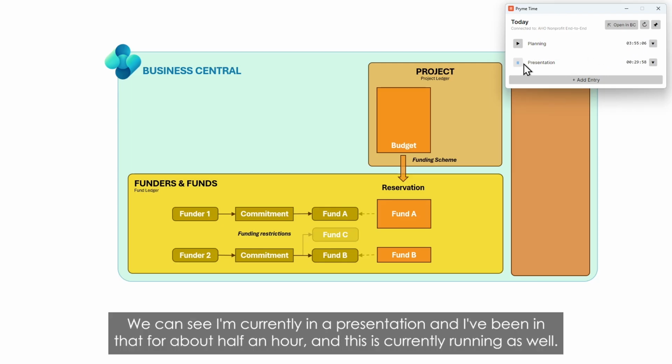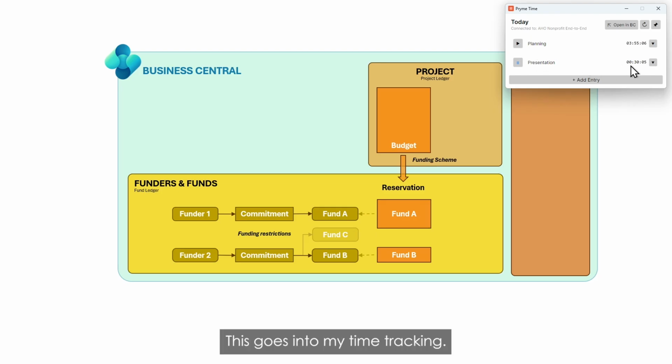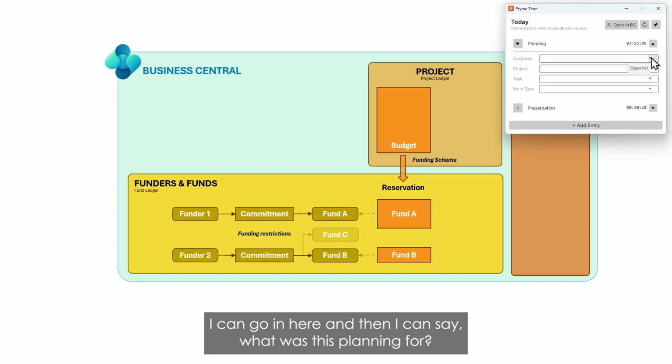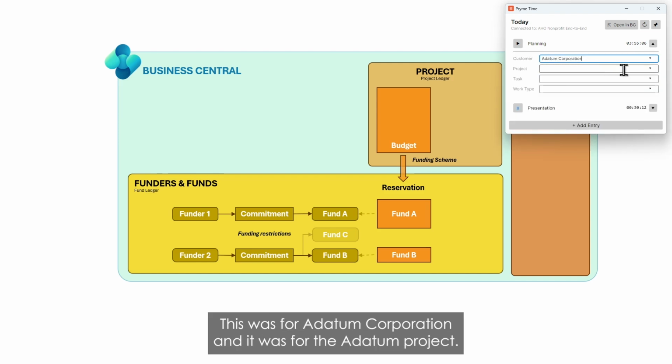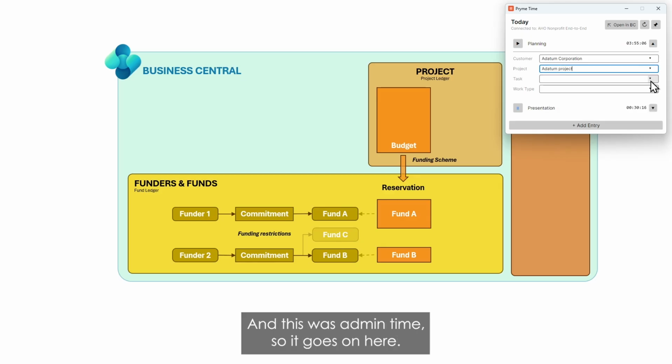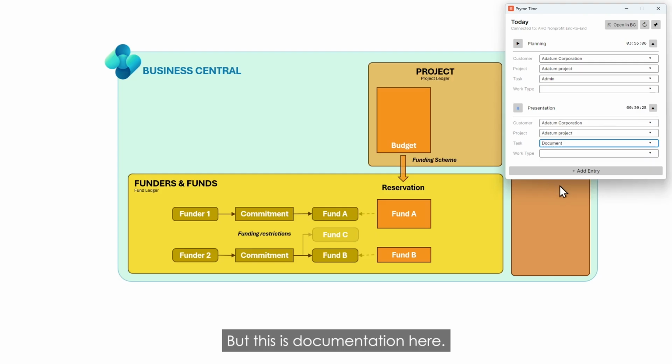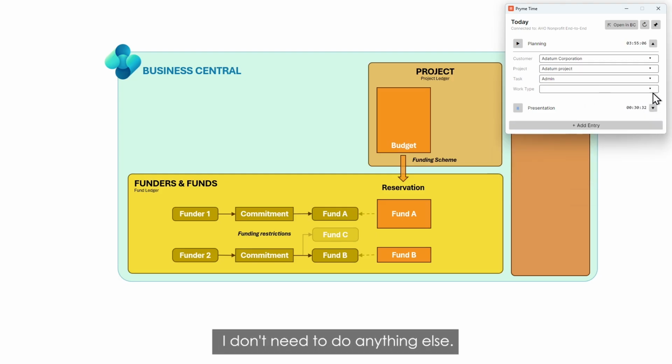And we can see I'm currently in a presentation and I've been in that for about half an hour. And this is currently running as well. And this goes into my time tracking. And I can go in here and say, well, what was this planning for? Well, this was for Datum Corporation and it was for the Datum project and this was admin time. So it goes on here. And the presentation, that's also Datum Corporation and the Datum project, but this is documentation here. And I don't need to do anything else.